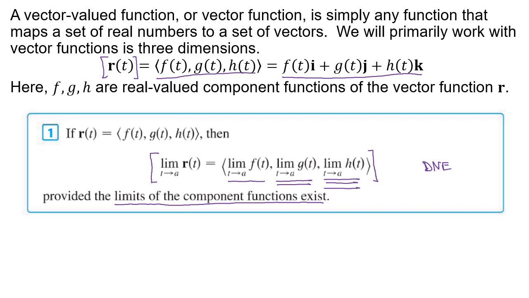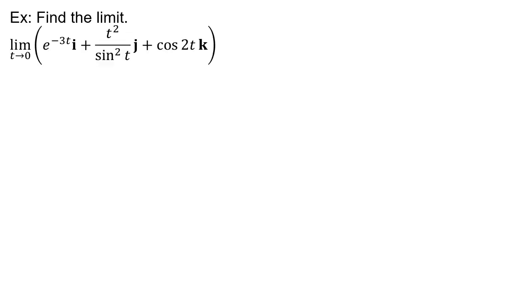So let's look at an example of where you could use this, just kind of showing you how it applies. Here's an example. I want you to find the limit as t approaches 0 of the following vector function. Your i component is e to the negative 3t, your j component is t squared over sine squared t, and your k component is the double angle of cosine.